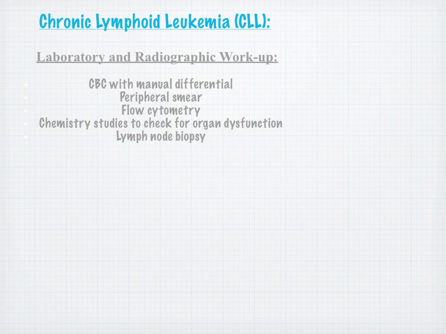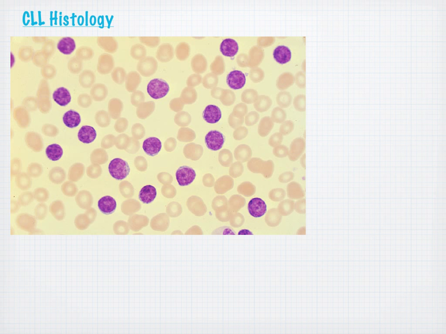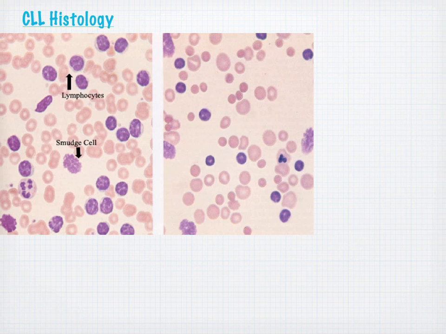CBC with manual differential. Once again, that's what we know, so that's what we're going to talk about. All this other stuff, peripheral smear, we know that too. All this other stuff is great, and you'll know more about it when we get there. So CLL is going to show you an increased number of lymphocytes on the smear, and you're going to see these things called smudge cells. Look them up on Dr. Google. B cells with CD19 and CD5 on flow cytometry, but this is not something that we know right now. And small lymphocytic lymphoma is present in histology of a nodal biopsy. Okay, and there's CLL histology. There's a nice little smudge cell if you don't want to look it up on Dr. Google.